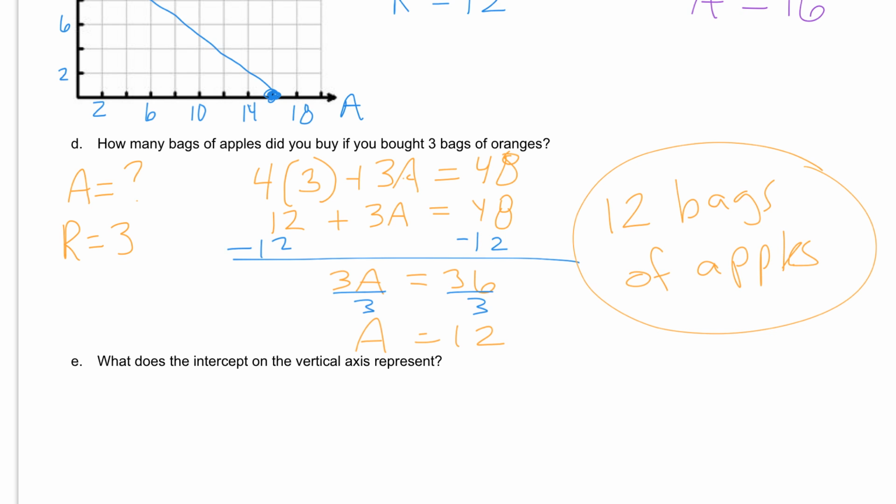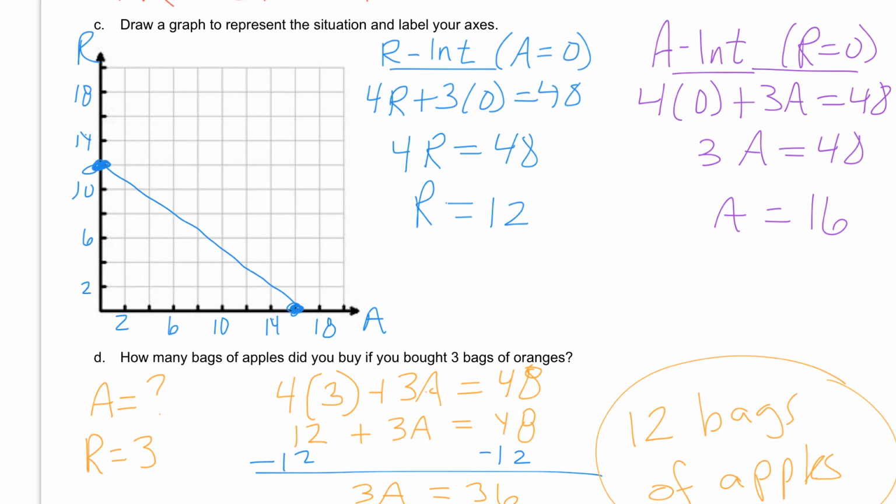Then in the last question here, letter E, it says, what does the intercept on the vertical axis represent? This answer could be different depending on who you are, because it's all going to depend on what you labeled your vertical axis as. So whether you labeled it as R or whether you labeled it as A. So let's go up here and look at that vertical axis. Your vertical axis is the one that goes up and down, which is this axis right here. And we want to know what this represents.